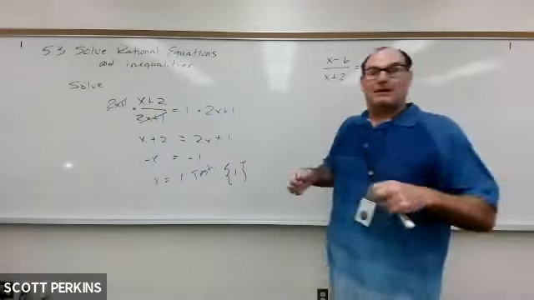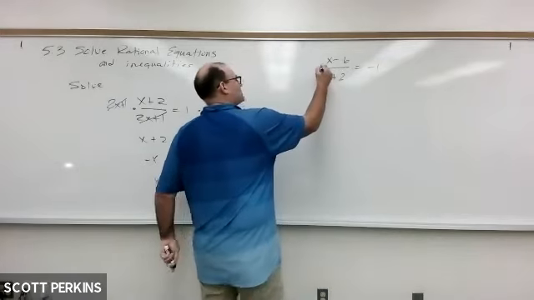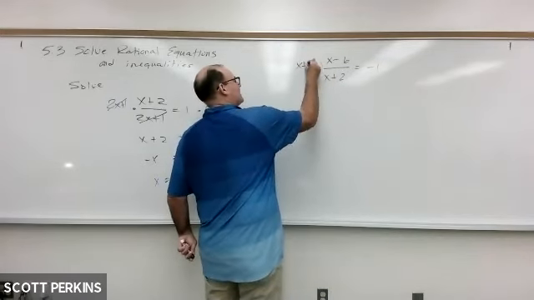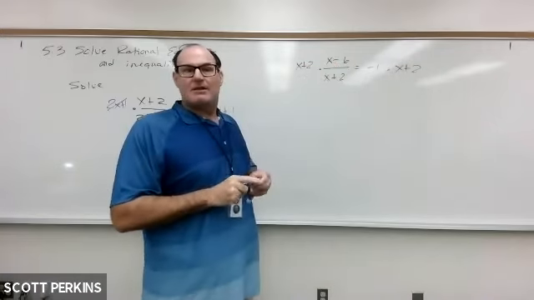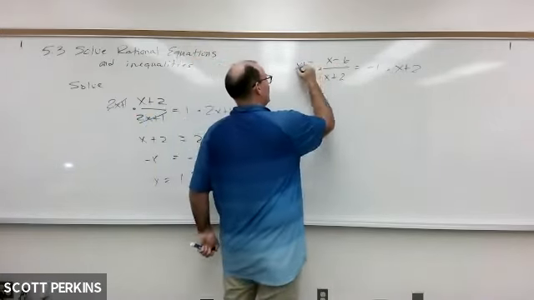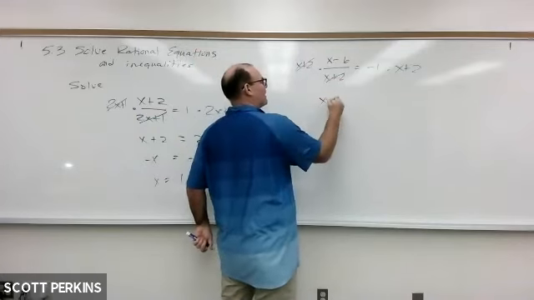Okay, I'm going to get started. If you're working, keep working. Check your answer with mine. I'm going to do just what you said. I'm going to multiply both sides of this by x plus 2. There it is. So on the left, everything cancels, and I'm just left with the x minus 6.